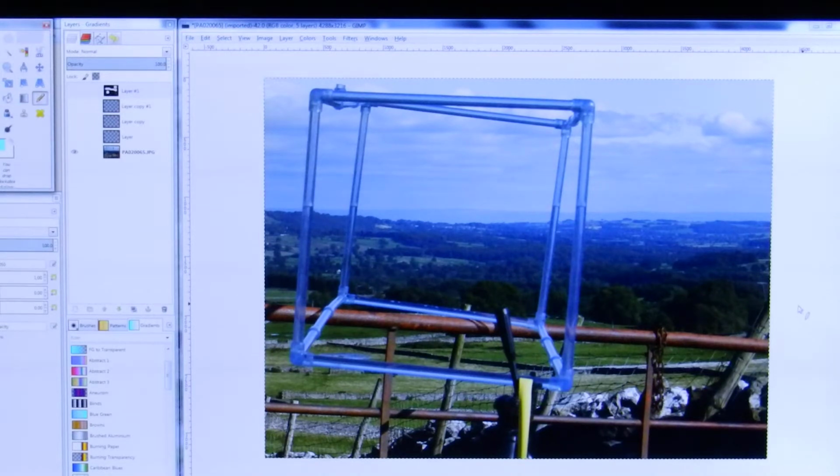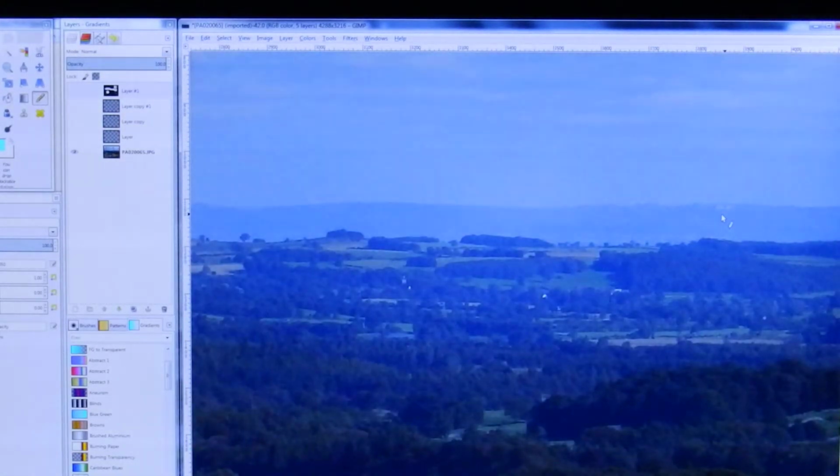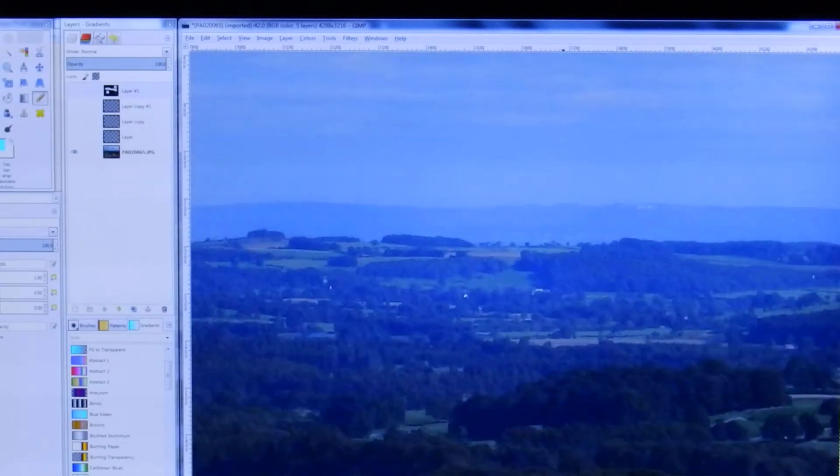This is only at quarter size. It is possible to zoom into full size and see a little more detail. Just a little.